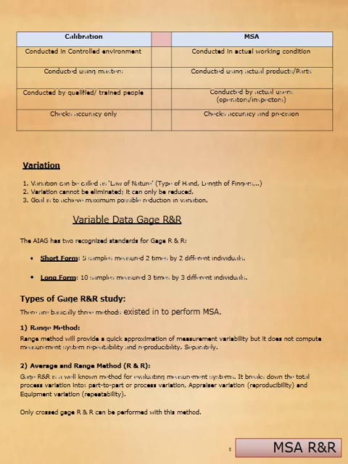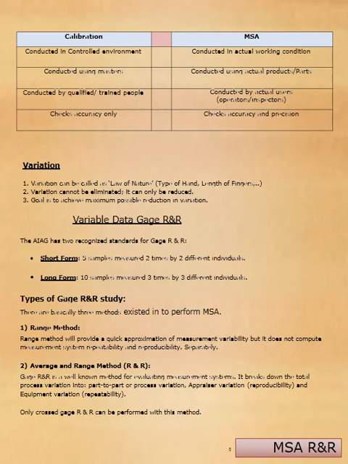Variation. Variation can be called a law of nature, like type of hands, length of fingers, and the force given, and so on. Variation cannot be eliminated, but it can be reduced. The goal is to achieve the maximum possible reduction in variation.